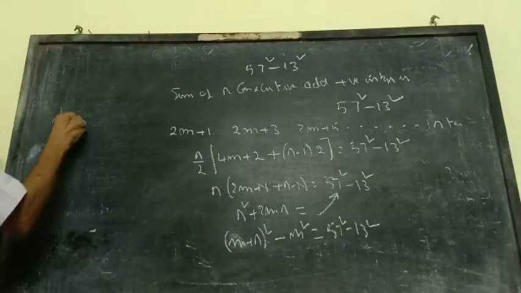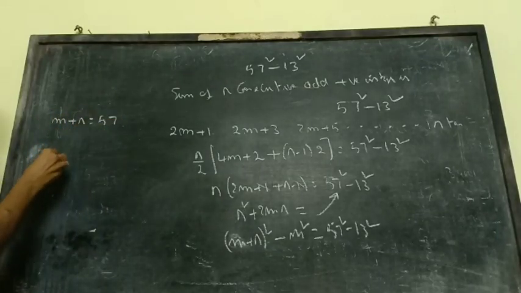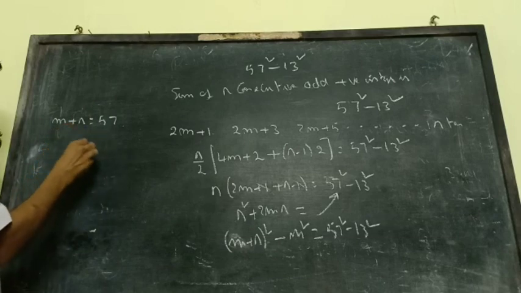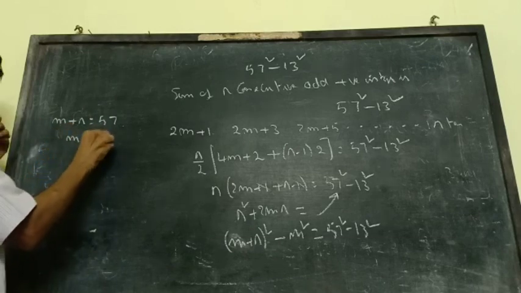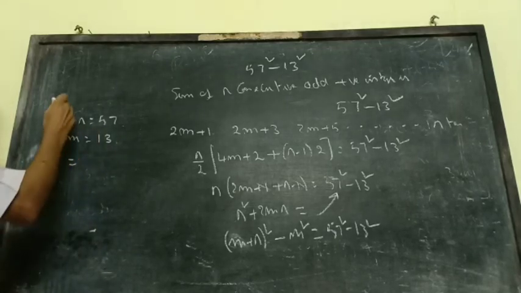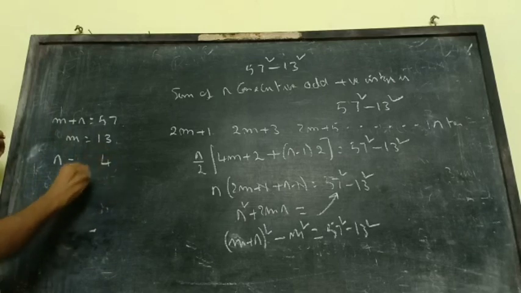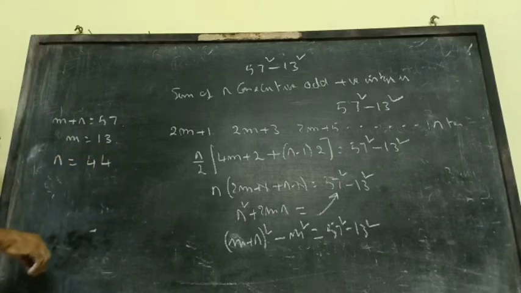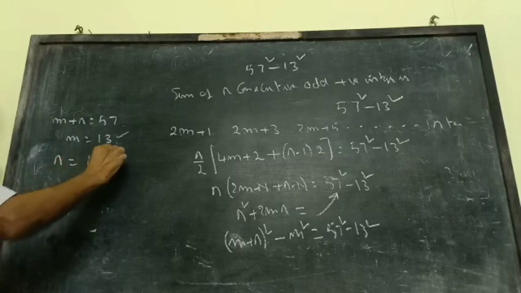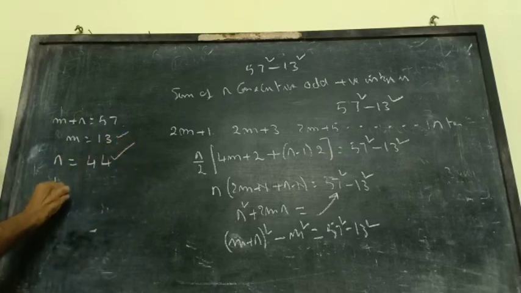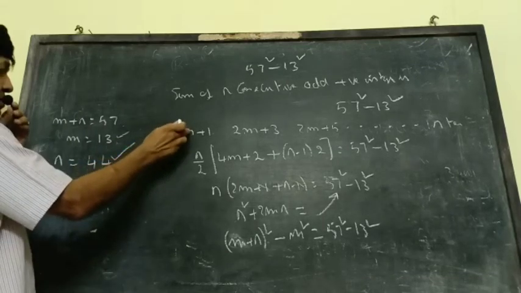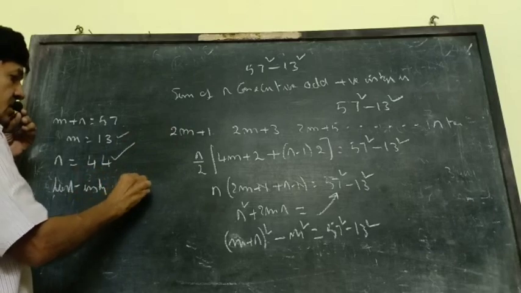Now m plus n is equal to 57, and m is equal to 13. So what is the n value? Subtract, 44. The m value 13 is already known. So what is the n value? 44. The least integer is what? m is equal to 13; if you put it, you will get 27.